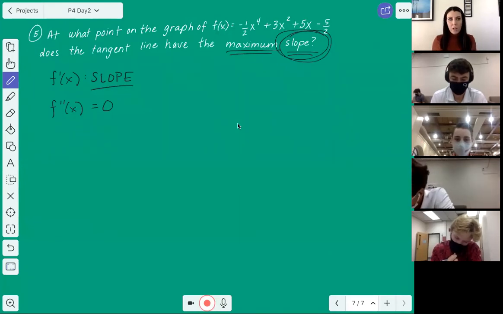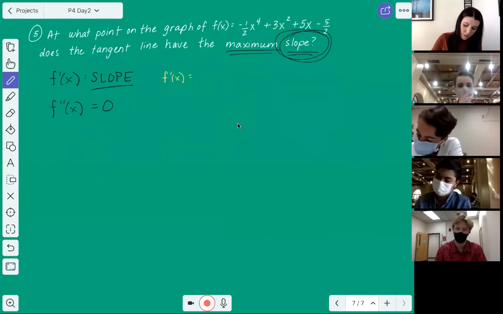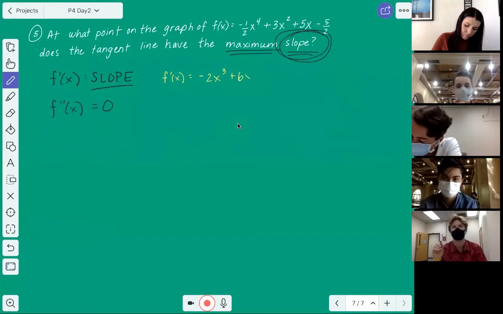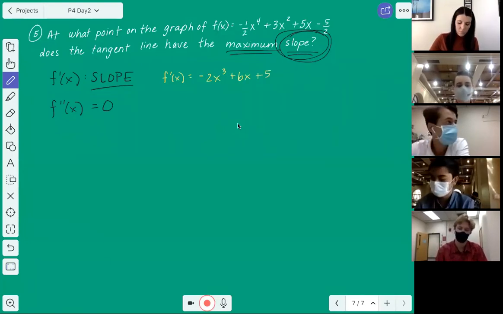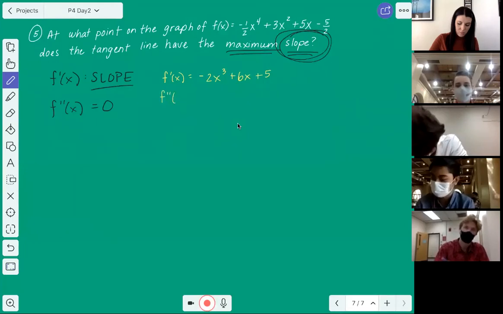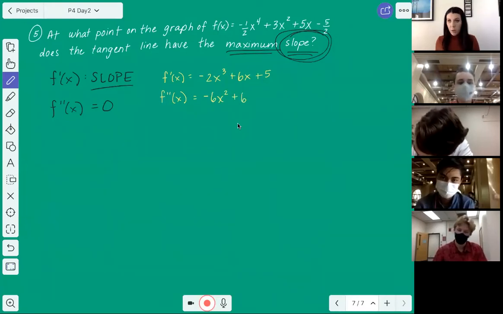Let's go to Nikhil. Nikhil, talk me through your process here. What'd you do? I first took the derivative of the f of x. So I did f prime of x is equivalent to negative 2x cubed plus 6x plus 5. Excellent. Keep going. And then I took the double derivative. So f double prime of x equals negative 6x squared plus 6. Fantastic. And I'm going to stop you there.